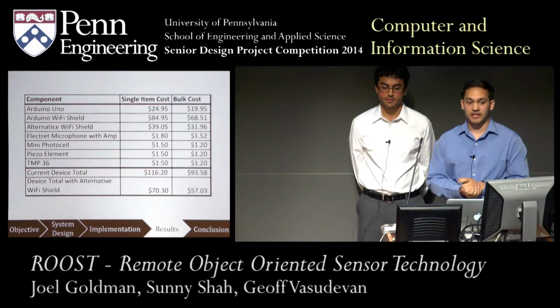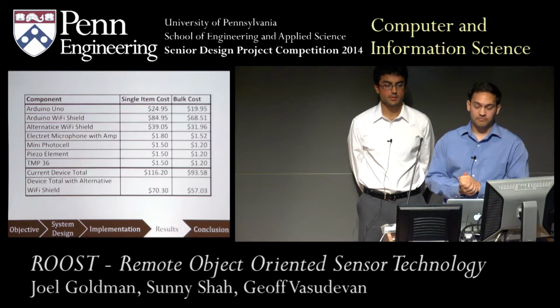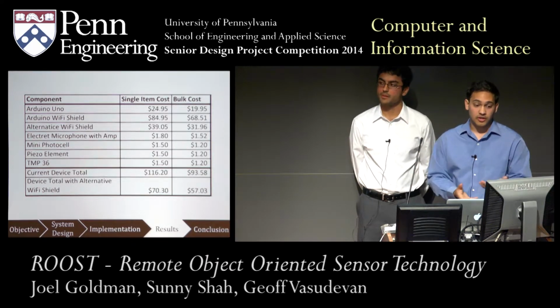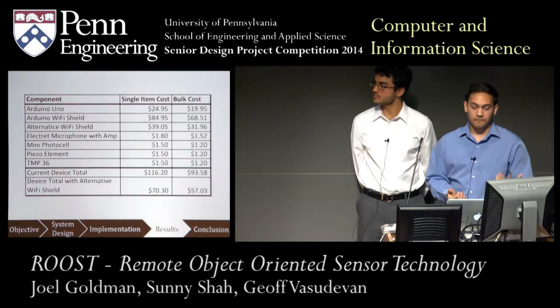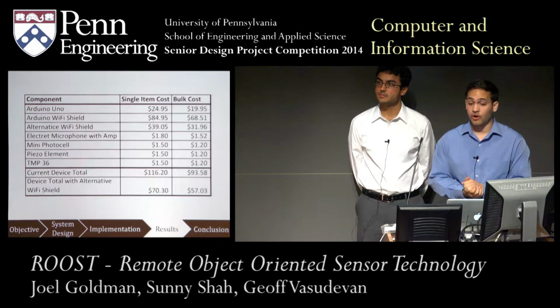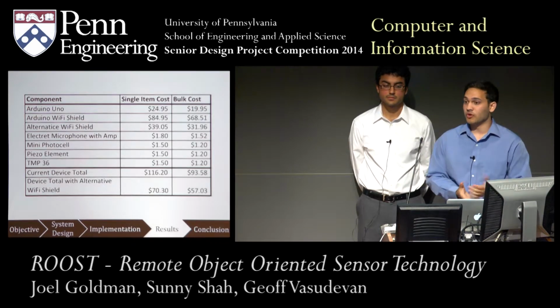But this was utilizing the Arduino Wi-Fi shield, which is, for our sake, simplicity, but at the same time it is generally considered way more costly than it would need to be. So using an alternative shield and doing this in bulk, in other words, over 100 units, we could easily get it down below $60. And this is with no customization. This is simply using parts that we can buy off SparkFun.